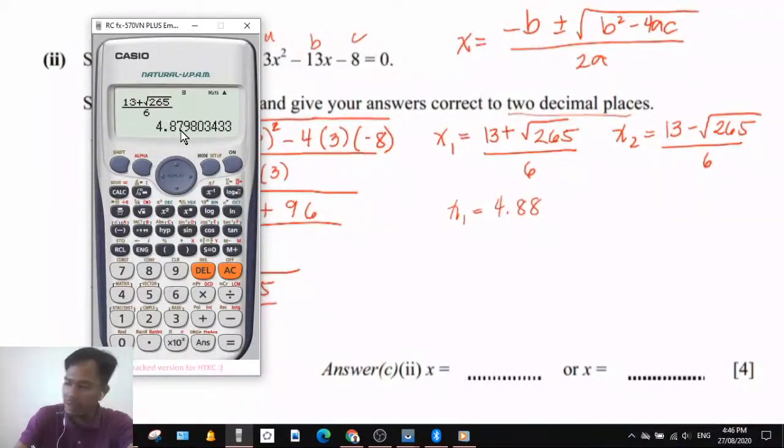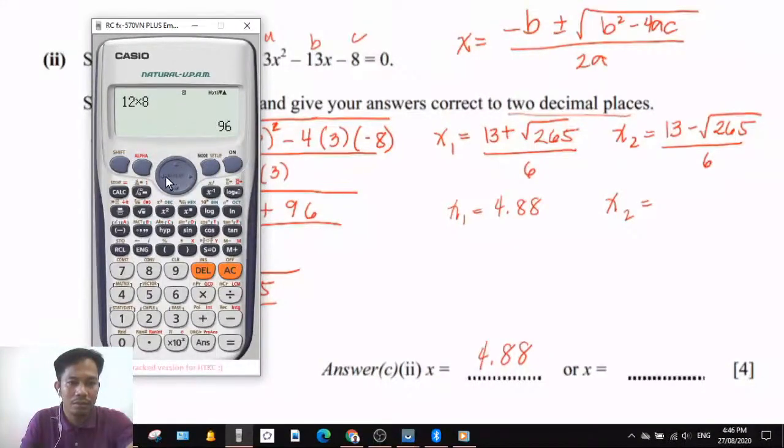Okay, so that's the first answer. I'll have 4.88 as my first answer. And then the second answer is, I'll make this minus.